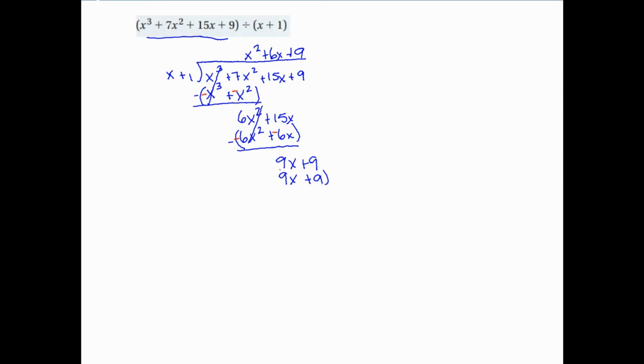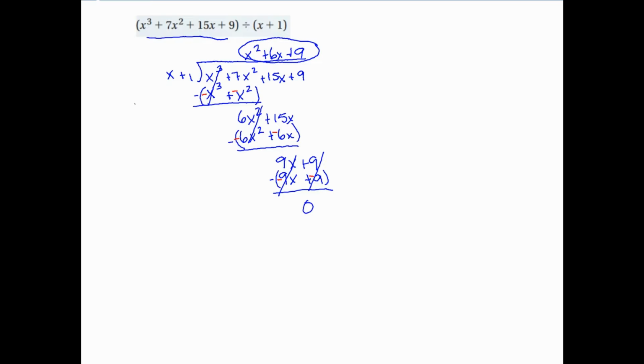Then parentheses and minus, so I have to switch my signs up again. So I'm going to be minus and minus. And then we subtract straight down. So that cancels out and that cancels out, and so then I don't have a remainder. Nothing's left. So when I don't have a remainder, we can say that x squared plus 6x plus 9 will be what happens when we divide it. So that would be your answer.